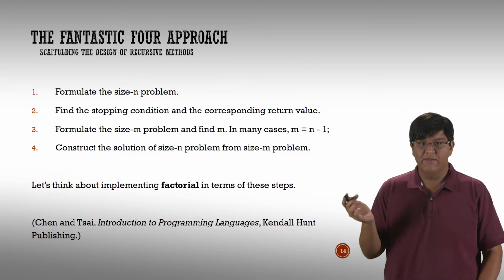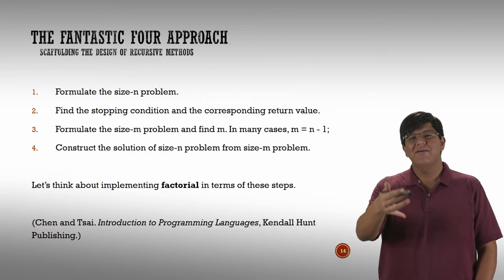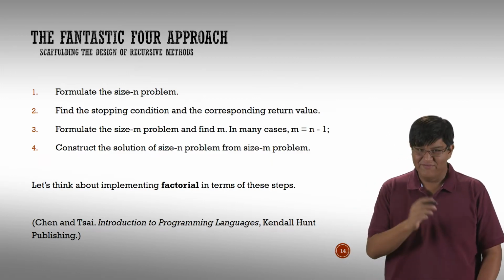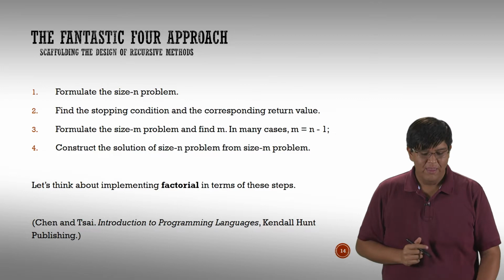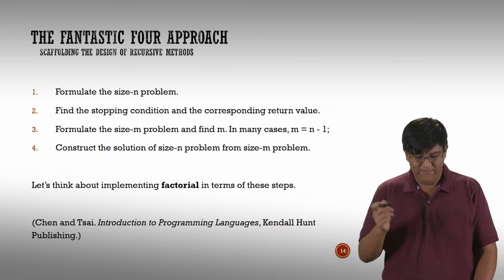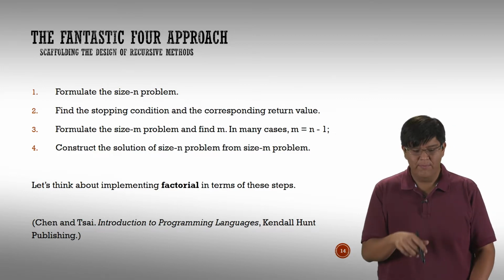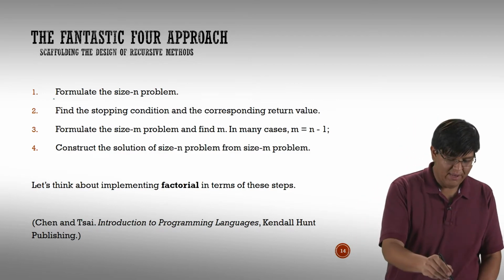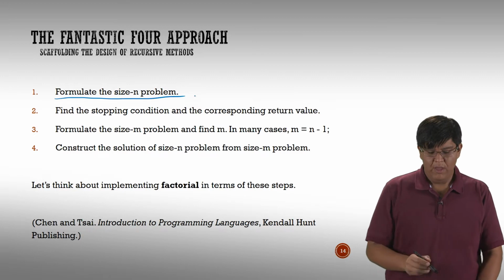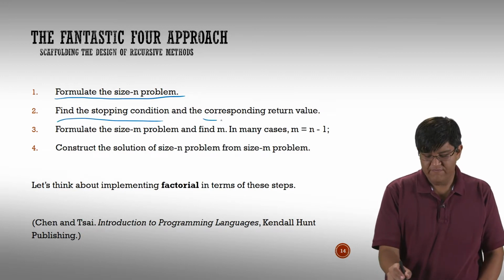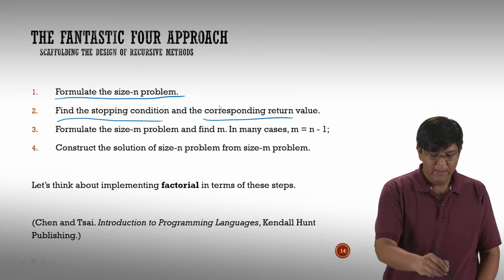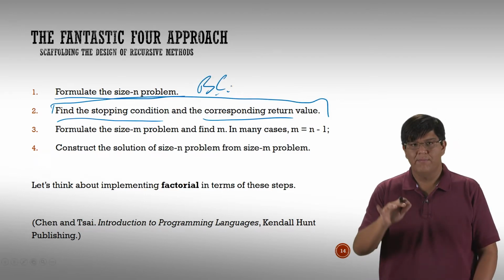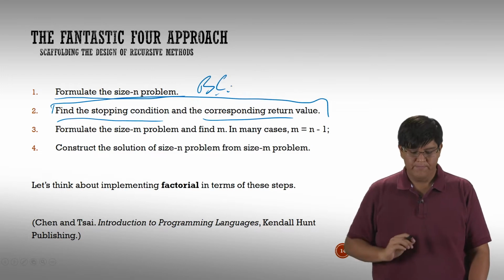All right, so let's take a look at these four steps. The idea is I follow these four, so it's like I have an algorithm for creating recursive algorithms. Except this algorithm isn't for Java, it's for me or for you. So we're going to try and implement factorial, going through these four steps one by one. Let's take a look at an overview real quick. First thing is we need to figure out the size n problem, which means the whole problem. We need to find the stopping condition and return value. These things together make up what I typically call the base case. Again, base case is the term from induction in math.